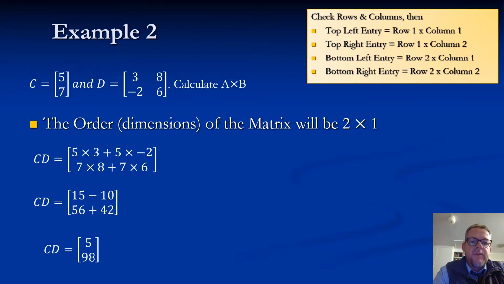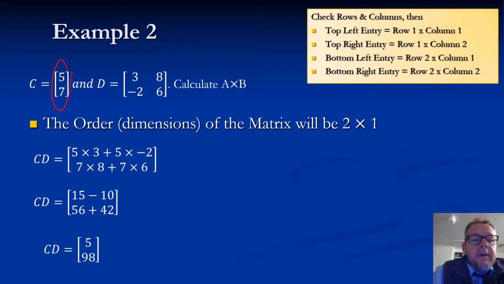Let's have a look at this one then. Well, this has got to work. We've got a 2 by 1, so we've got 2 rows, and this one has 2 columns. You can see that they're different sizes, so we can determine the order, or the dimensions, of the final matrix. It's only going to be a 2 by 1 in the end, because it's only got 1 column here. So let's have a look.